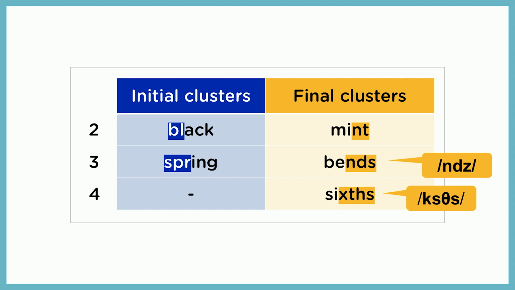Bends. Lovely. So we've got three there: n, d, z. Bends. This is another example of the difference between the sound and the spelling, because the spelling is with the letter s, but remember we pronounce this with the voiced z sound.